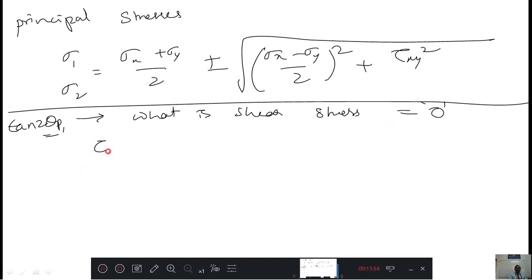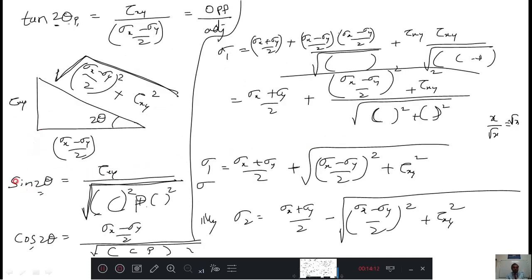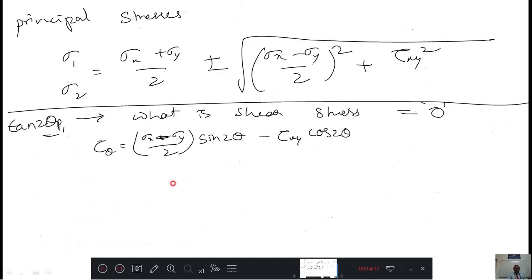I know that tau theta is equal to ((sigma x minus sigma y) by 2) sin 2 theta minus tau xy cos 2 theta. Then I go back to the triangle. Sin 2 theta, cos 2 theta, I know these. If I substitute them here in their place: sigma x minus sigma y by 2, and sin 2 theta means what? 2 tau xy divided by the big square root, copy paste, minus tau xy as it is.